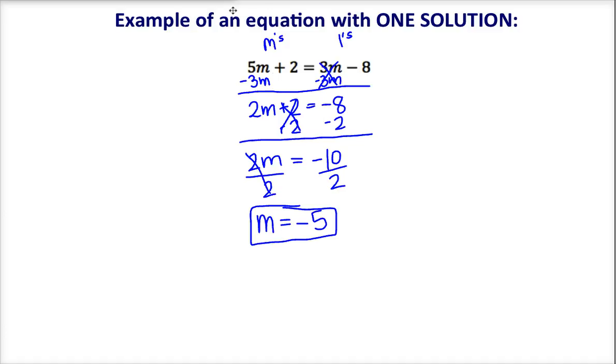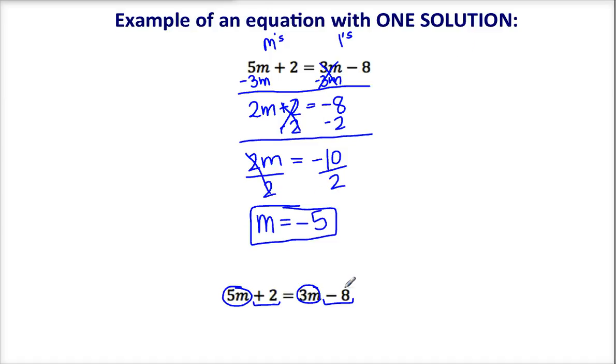Okay, so examining this equation again, let's see if we can look at it and determine that it will have one solution just by looking at it, right? Notice that our variable term has different numbers, different coefficients. This one has 5m's and this one has 3m's. Then also notice that our constant terms are different on both sides. Okay, so if my constant terms are different and if my variable terms are different, then that means my equation will have one solution. Now on your assignment, you're going to be asked to find that solution.